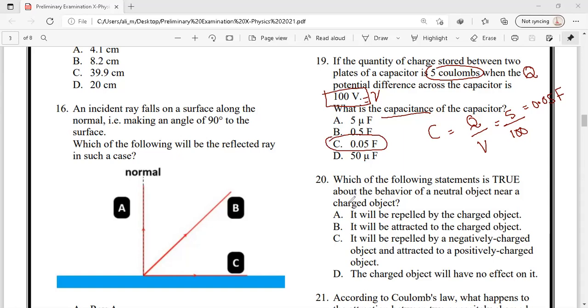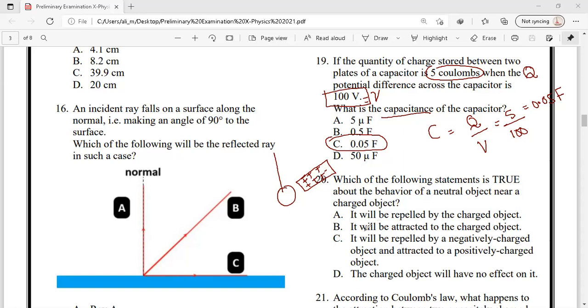20. Which of the following statements is true about the behavior of a neutral object near a charged object? So let's say this is our neutral object and we have a charged object. This charged object could be positive or could be negative. So we know that between a charged body and a neutral body, there is always attraction, because attraction occurs between two charged bodies when they are oppositely charged, and attraction occurs between two bodies when one is neutral and the other is charged.